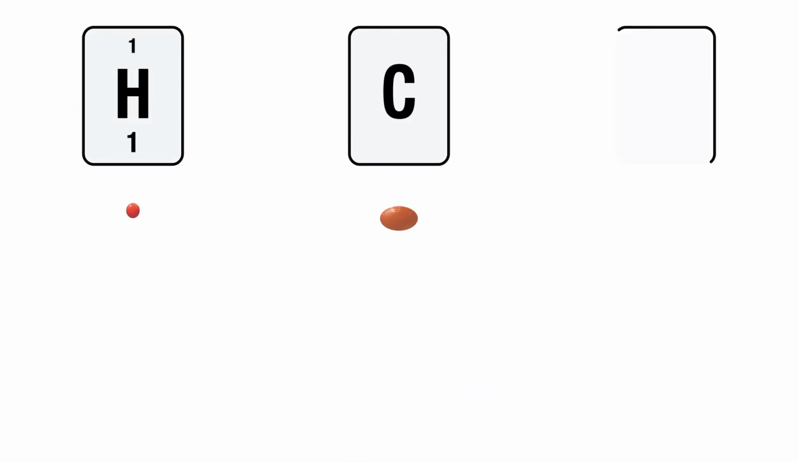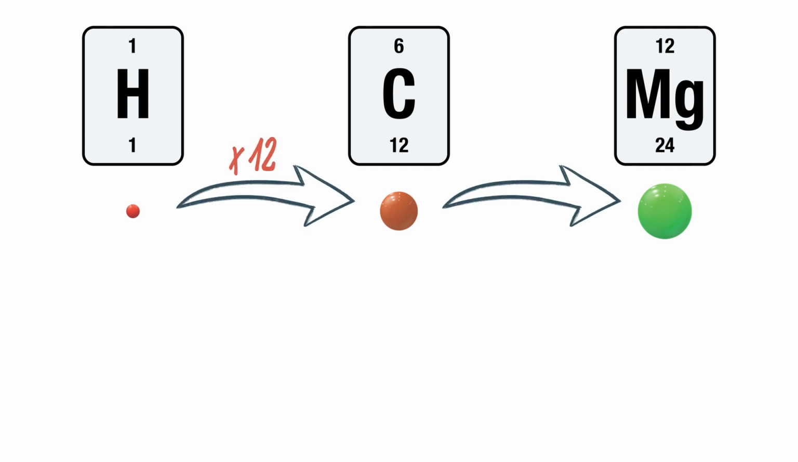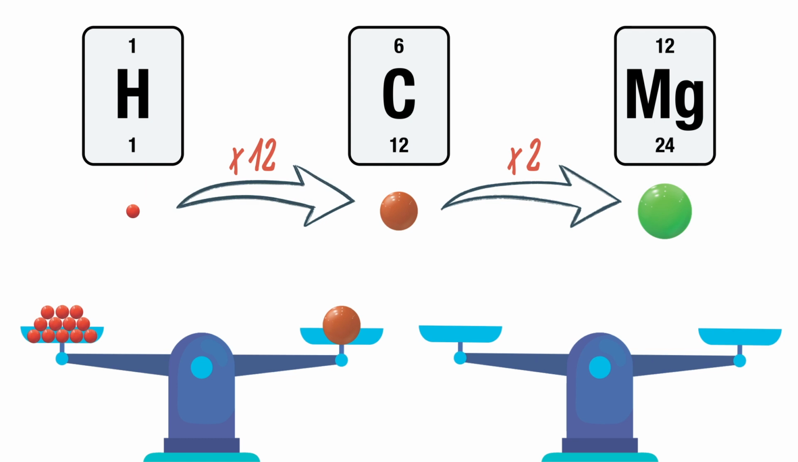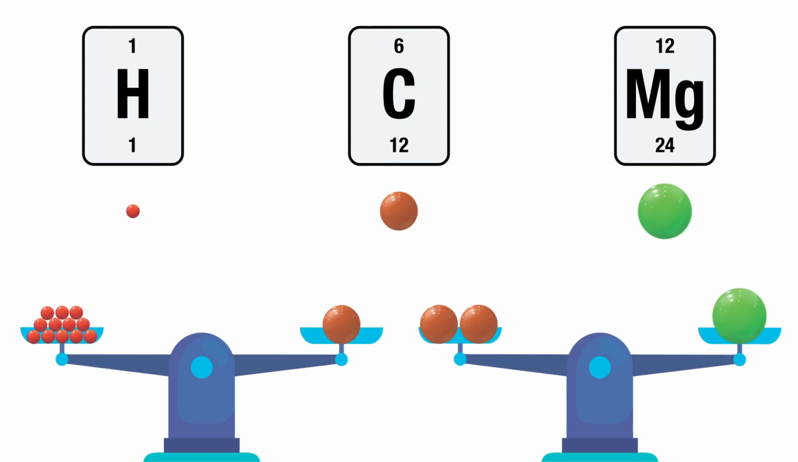Let's have a look at some examples of elements to see if we can figure out how we could get around this. You can see that our hydrogen atom has a mass of 1, our carbon atom has a mass of 12, and our magnesium atom has a mass of 24. This means that a carbon atom weighs 12 times more than a hydrogen atom, and a magnesium atom is twice as heavy as a carbon atom. In other words, 12 hydrogen atoms would have the same mass as a single carbon atom, and 2 carbon atoms would have the same mass as a single magnesium atom. Or we would need 24 hydrogen atoms to have the same mass as a single magnesium atom.